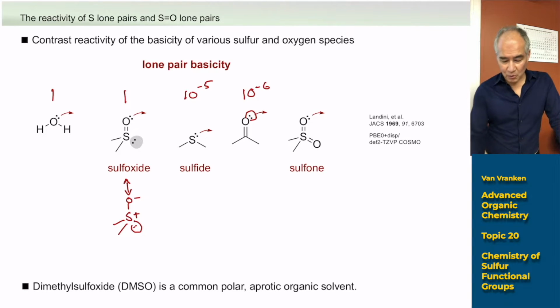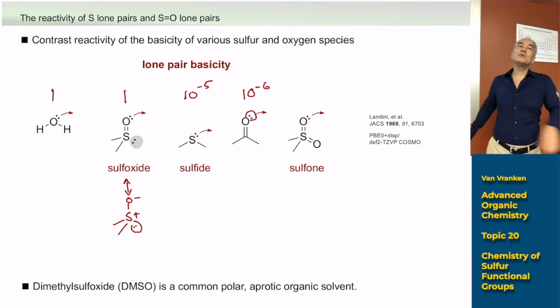Well, if one oxo group is great for basicity, and this is the thing that's going to throw you, if putting one oxo group on here makes it super easy to protonate, you'd think two is going to make it better.